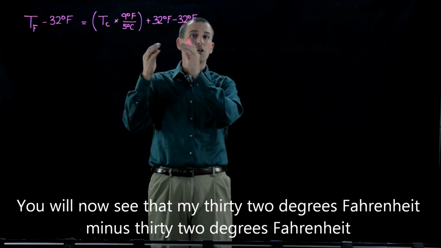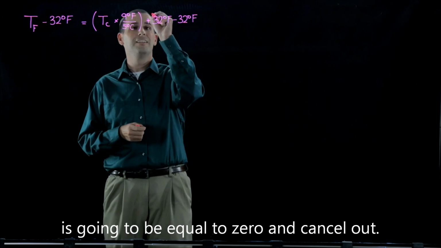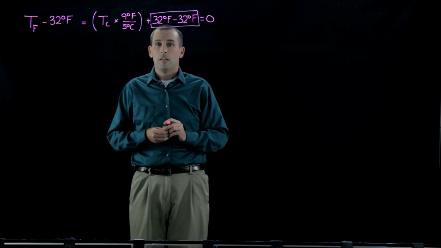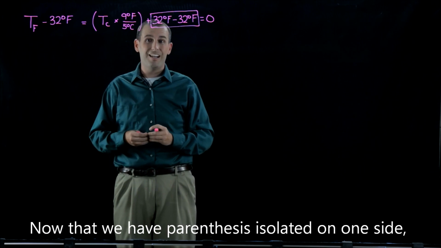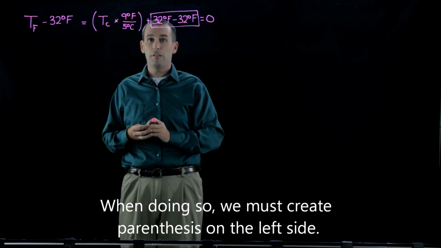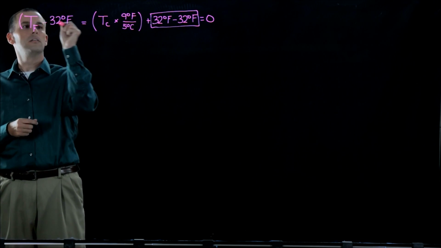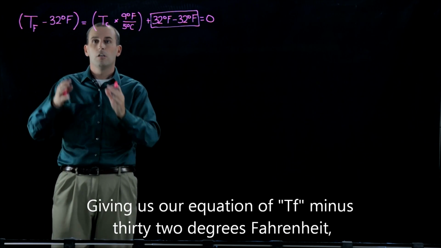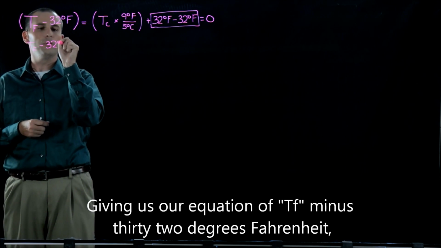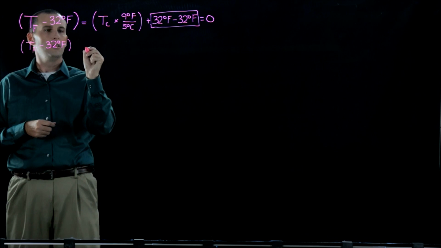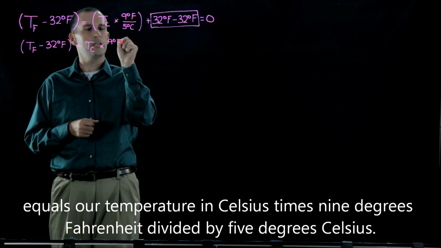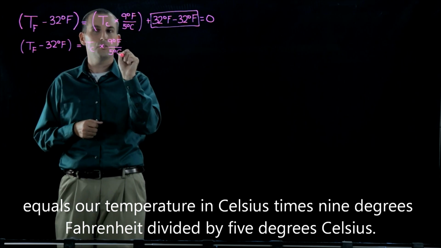You will now see that my 32 degrees Fahrenheit minus 32 degrees Fahrenheit is going to be equal to 0 and cancel out. Now that we have parentheses isolated on one side, we have to break into these in order to manipulate that side. When doing so, we must create parentheses on the left side, giving us our equation of T F minus 32 degrees Fahrenheit equals our temperature in Celsius times 9 degrees Fahrenheit divided by 5 degrees Celsius.